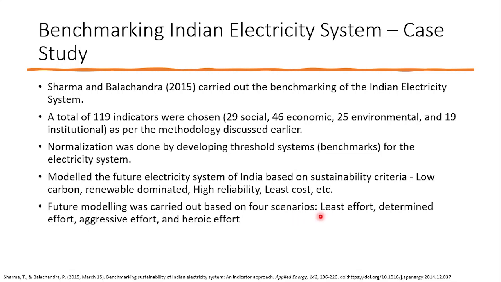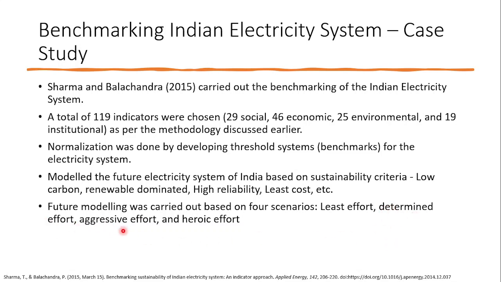Least effort is when the government does not do anything and lets things be as such. Determined effort is when there is some effort on the part of the government to maybe increase generation, and to forecast. The demand for electricity will not be the same in the future as it is today, so you need to forecast and plan accordingly.